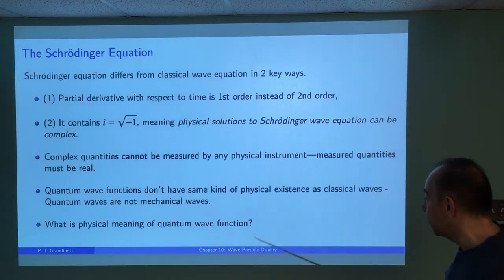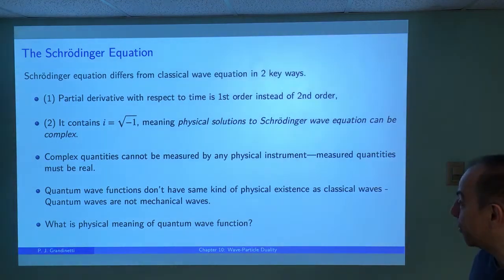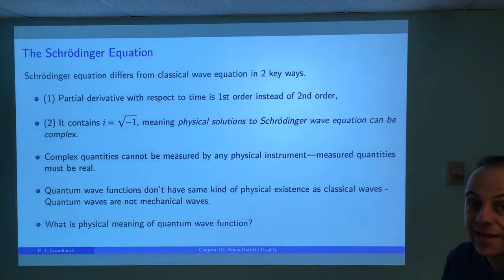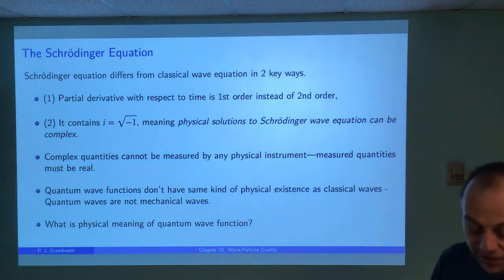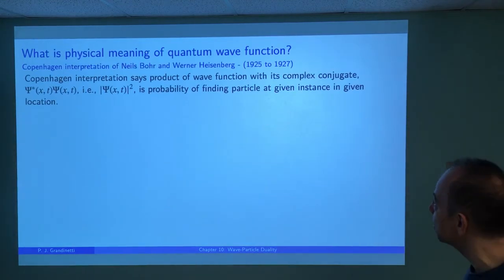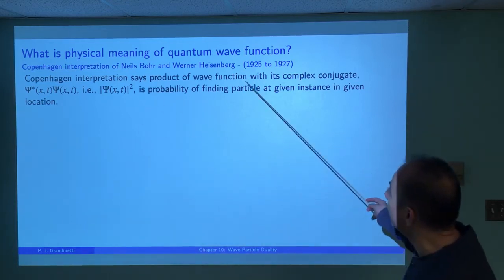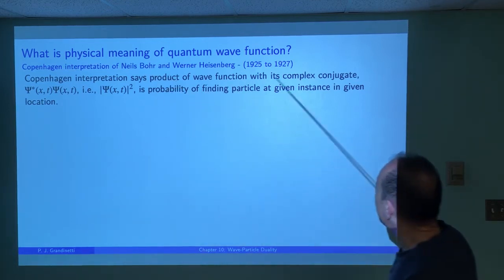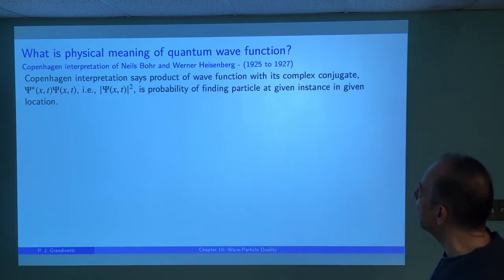Okay. So that leads us to the question, what is the physical meaning of this quantum wave function? There are many ways in which people have tried to explain what it physically means, but we're going to stick with probably the simplest and most commonly accepted interpretation, which is called the Copenhagen Interpretation, which was put forth by Niels Bohr and Werner Heisenberg in the period of about 1925 to 27.